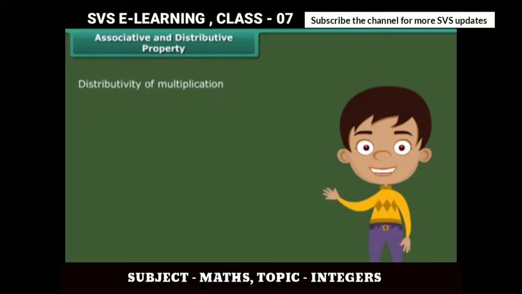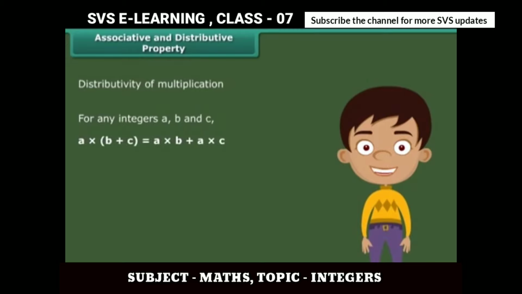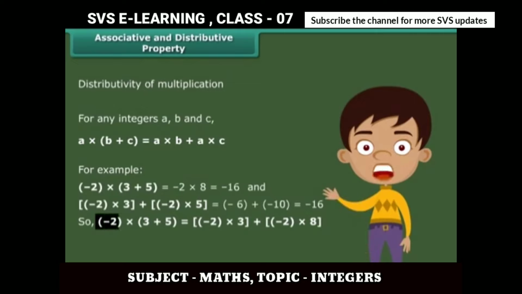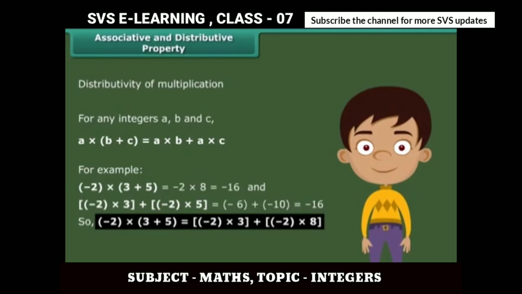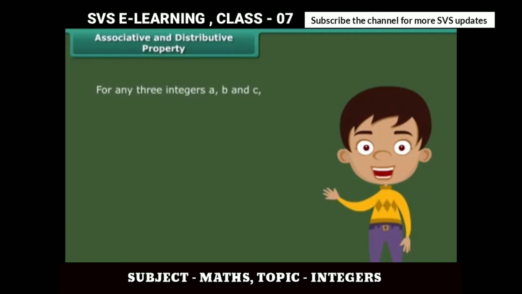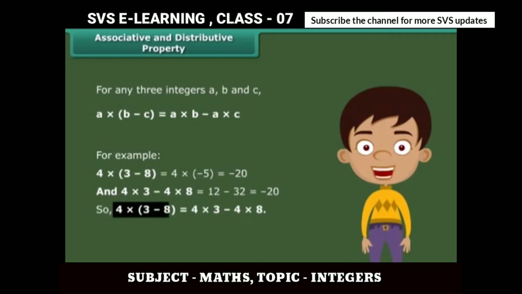Now let us move towards the distributive property of multiplication. For any integers a, b, and c, a × (b + c) = a × b + a × c. For example, -2 × (3 + 5) = -2 × 3 + -2 × 5. Similarly, for any three integers a, b, and c, a × (b - c) = a × b - a × c. For example, 4 × (3 - 8) = 4 × 3 - 4 × 8.